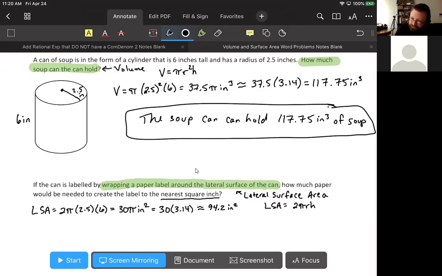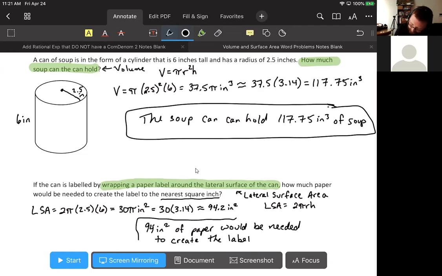So it says how much paper would be needed to the nearest square inch. So we would round that to the nearest square inch. 94.2 would round down to 94 square inches of paper would be needed to create the label. Remember that with word problems, the expectation is that you will provide a word answer to the question that was asked. Okay? So there's our second example.